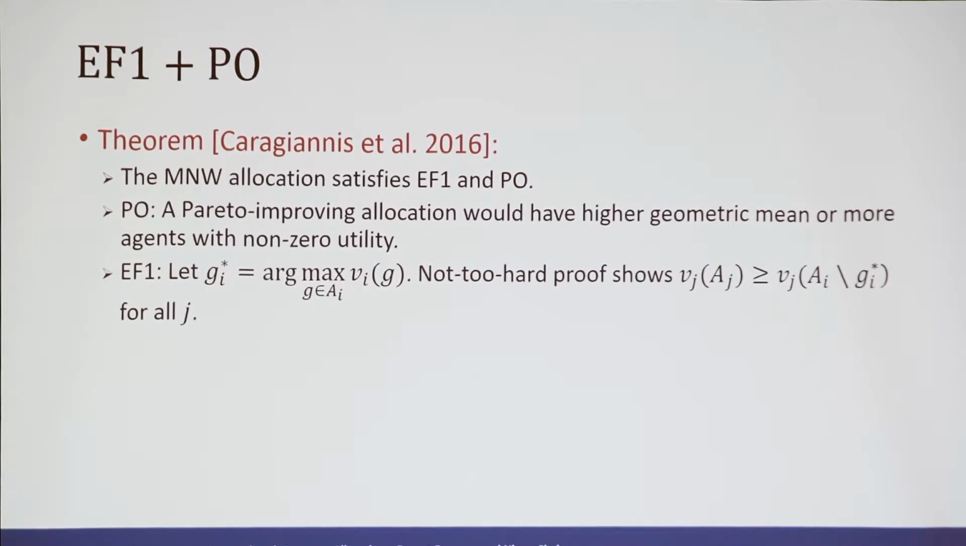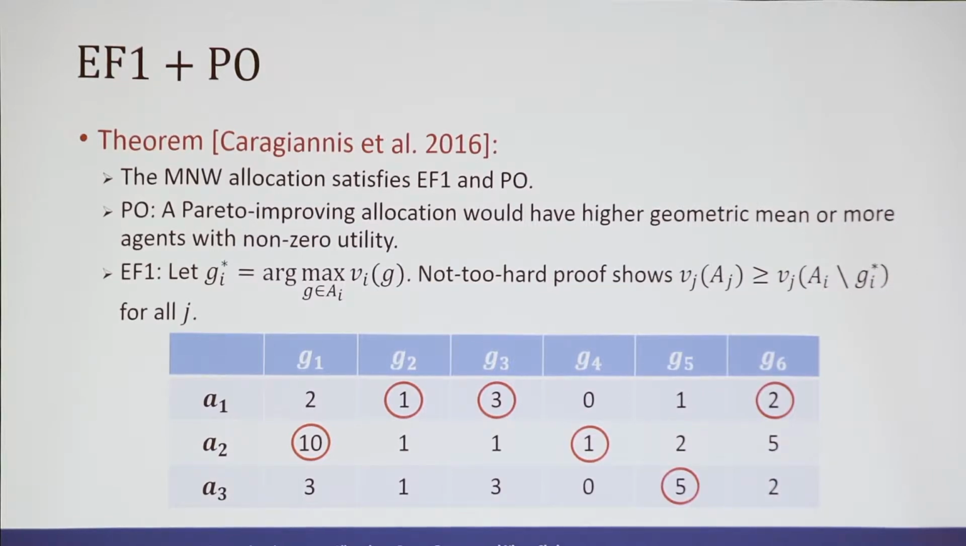EF1, it's not so obvious. I'm not going to go through the proof, but it is pretty easy. What you can do is define this good g_i star, which is the good from agent i's bundle that they value the most. And you can show that for all j, if you remove this good g_i star from agent i's bundle, then agent j will no longer envy agent i. That holds for all j.